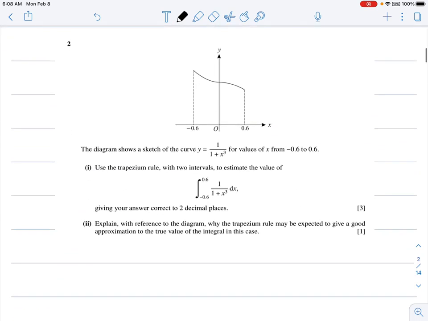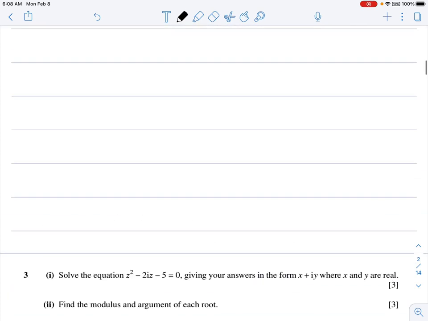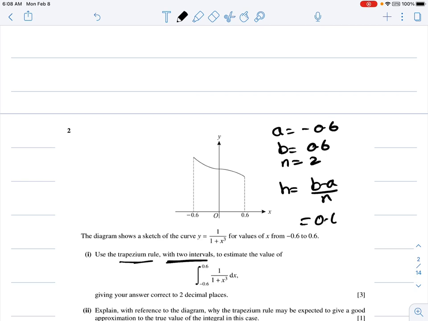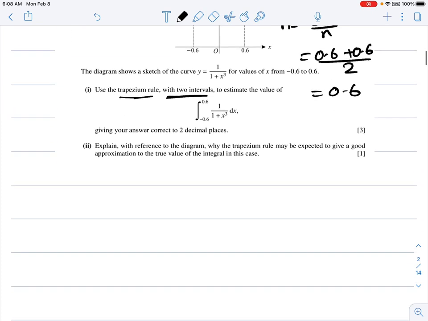Question number 2 is from the trapezium rule. For the trapezium rule, we first find the a value, which is the lower limit, minus 0.6, and the b value, which is the upper limit, plus 0.6, with 2 intervals. So n is equal to 2. We have to calculate the h value. What is h? (b minus a) upon n, which is 0.6 minus of minus 0.6, which is plus 0.6, by 2. So the h value is 0.6.